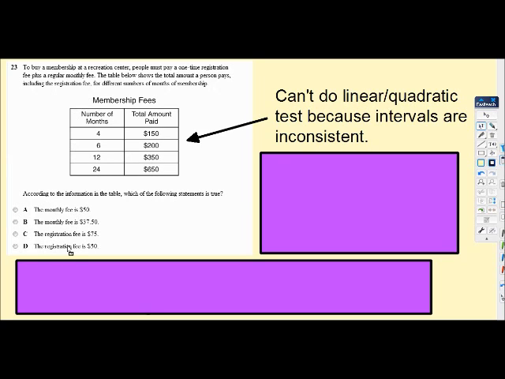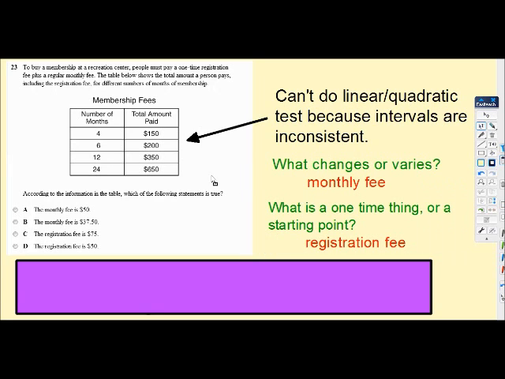Now I want to point out you can't do the linear quadratic thing here, because notice we're counting by 2 here, then it jumps by 6, then it jumps by 12. Here it jumps by 50, it jumps by 150, it jumps by 300. This is not consistent. So we can't do the linear quadratic. You might be able to notice the pattern and fill in the gaps, and then you can decide stuff like that, but in this case you can't.